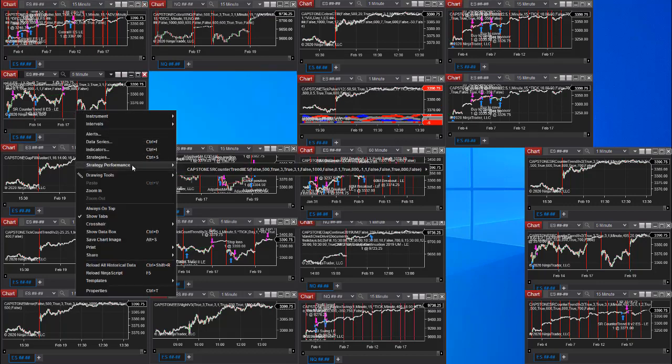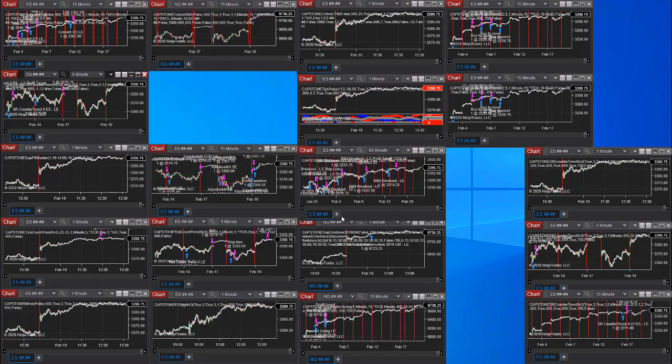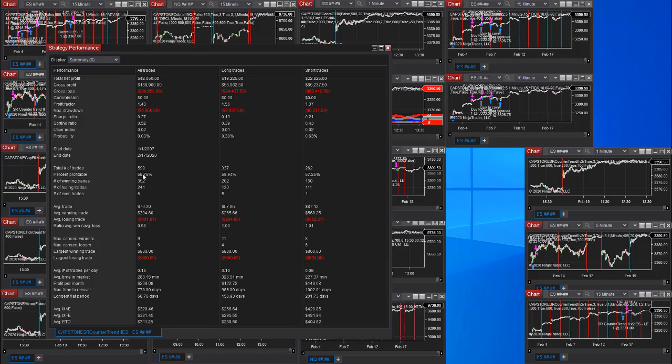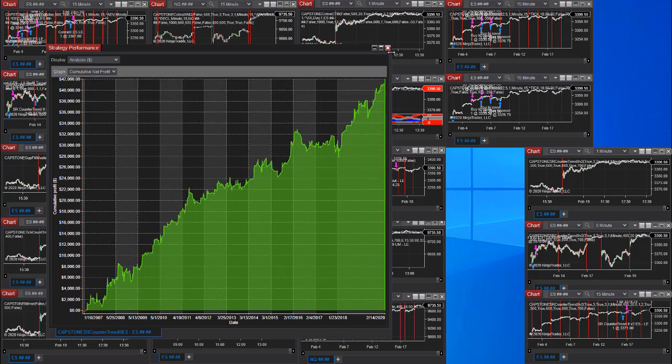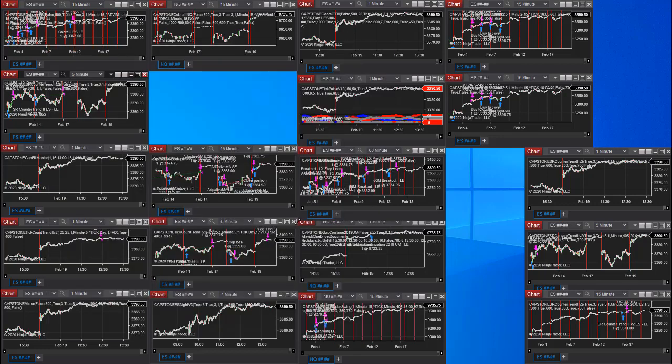SR Counter Trend 2, E-mini S&P. Here are the results for that setup. 42,050. Here is the equity curve. You see the average trade profit was $70. Nice equity curve in this strategy.